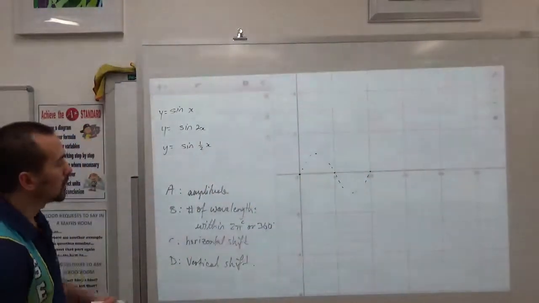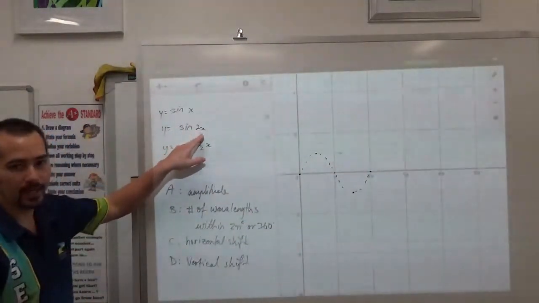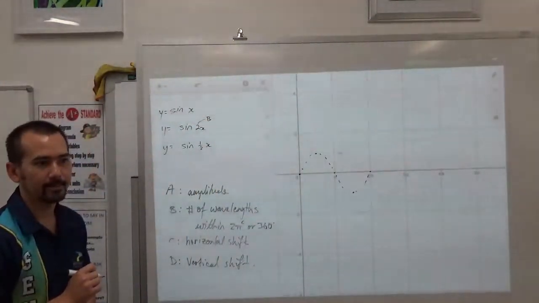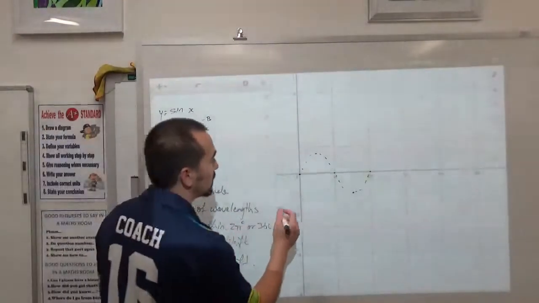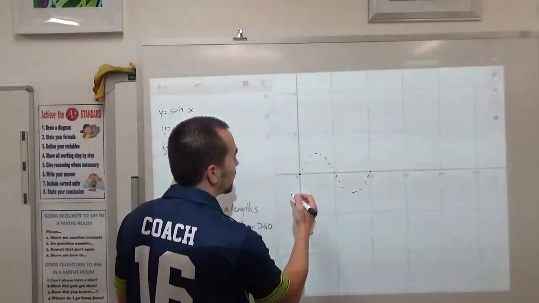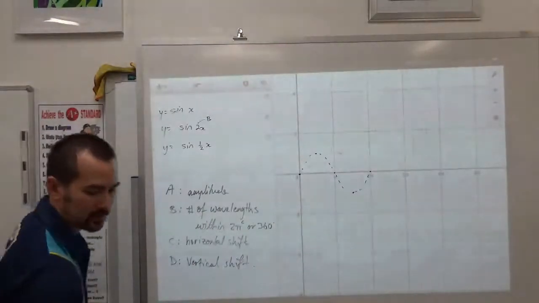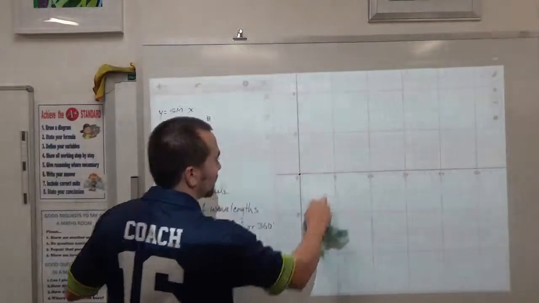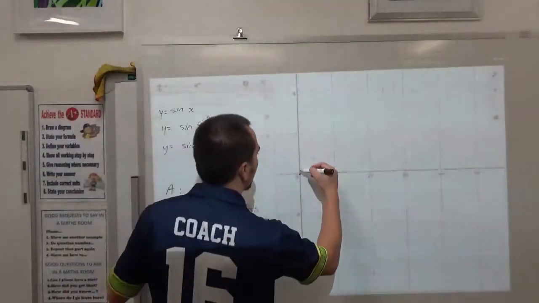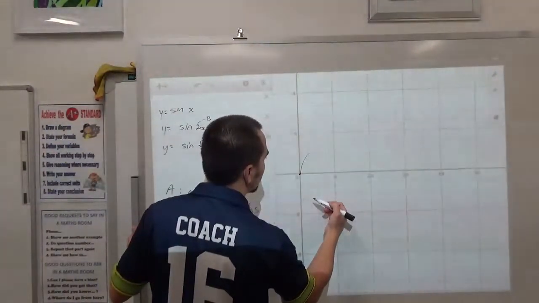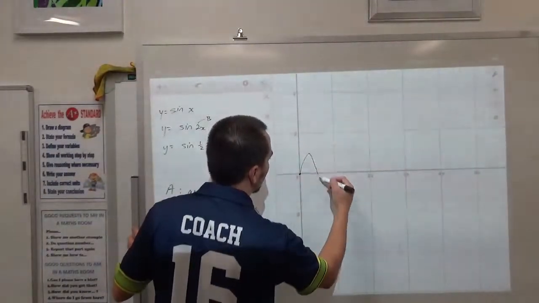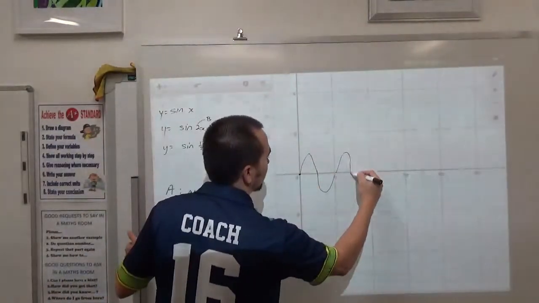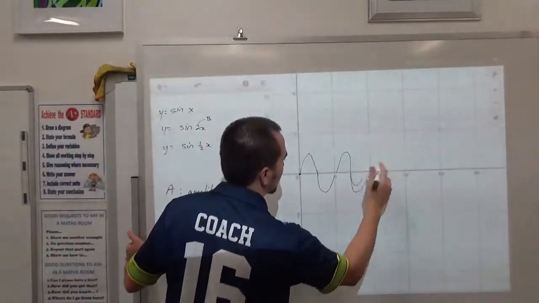What happens when we have sine 2x and the b value is 2? It will compress, won't it? So we're squeezing it so that we get two cycles or two wavelengths within 2 pi. So now it's compressed like this.